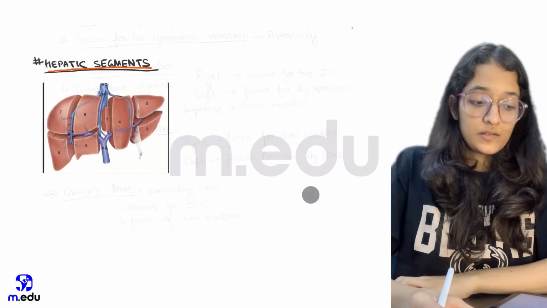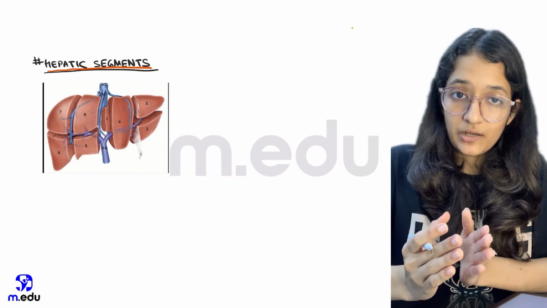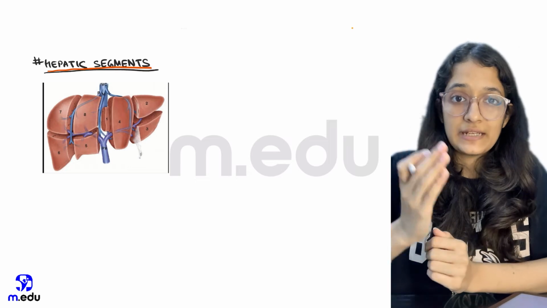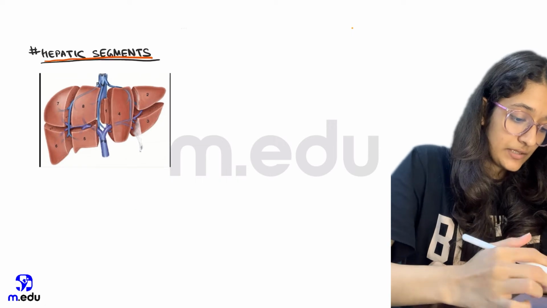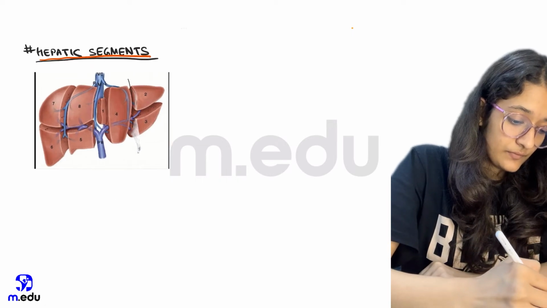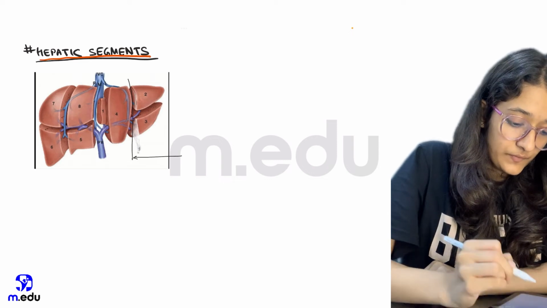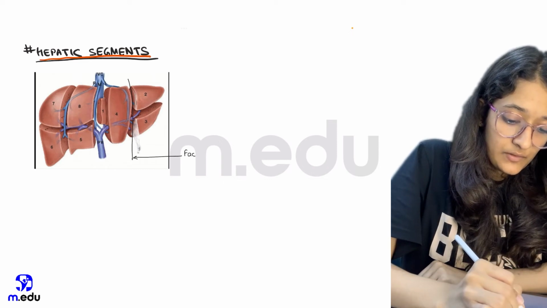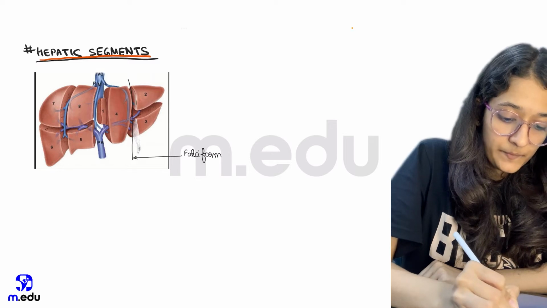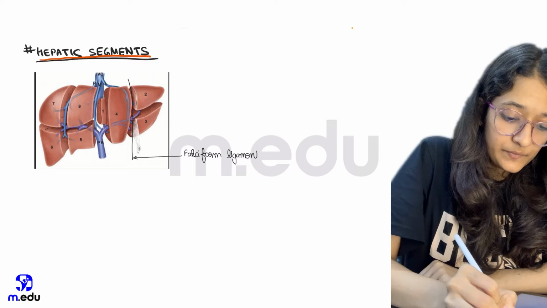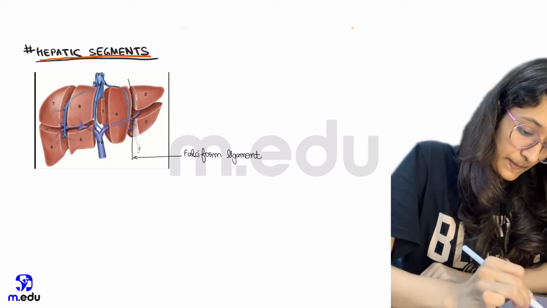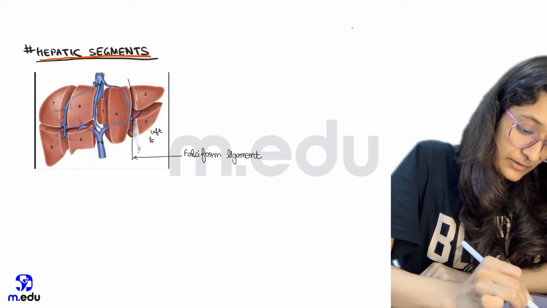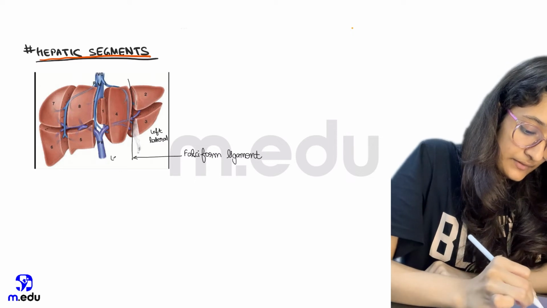gallbladder. So if we see, the falciform ligament divides the left functional lobe further into left lateral and left medial segment. If we see the hepatic segments here, this is the falciform ligament. It further divides the left functional lobe into this left lateral and left medial.